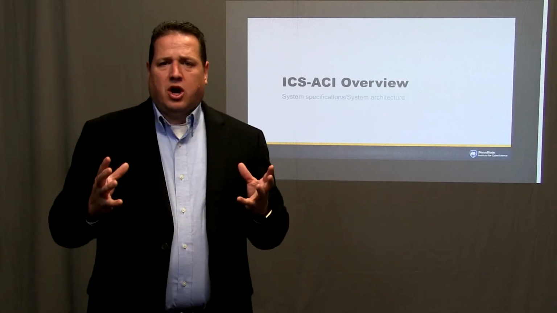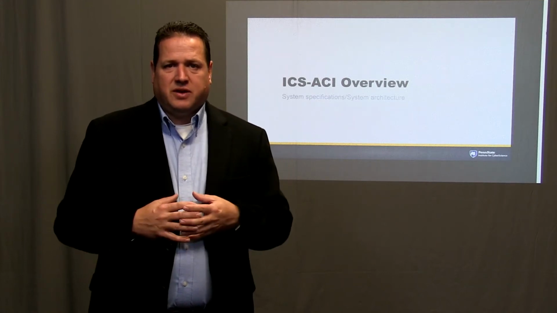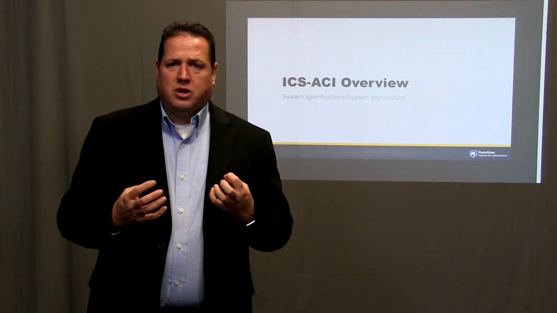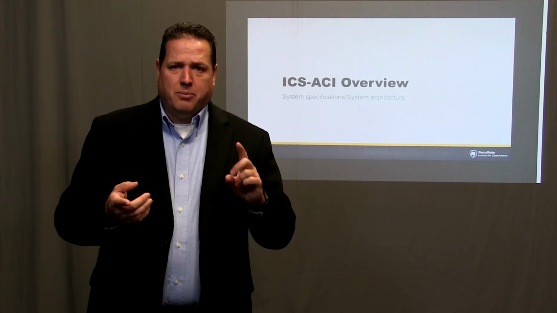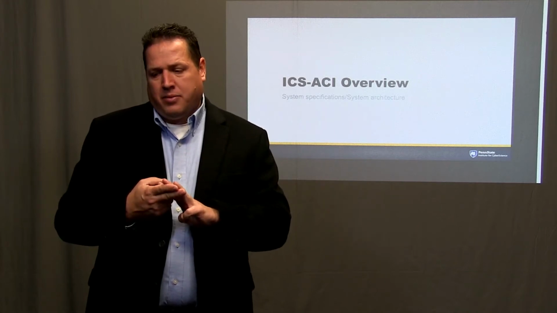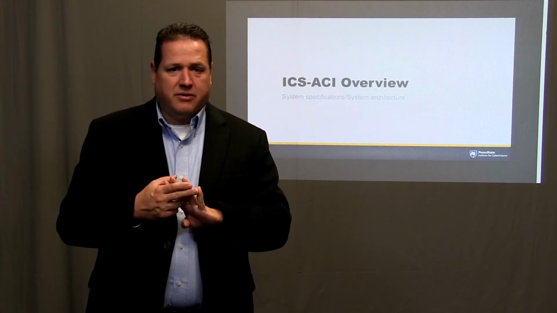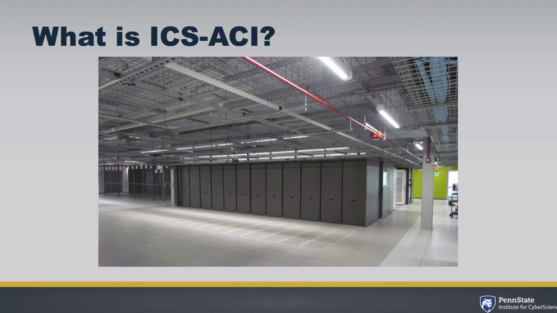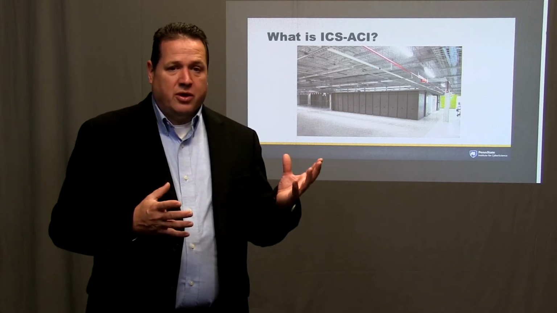Okay, so I'll give you a quick overview of ICS-ACI, our system architecture and system specifications, and talk a little bit about the different core types. The system itself really consists of 4 parts, which is the compute, the storage, the network, basically, and then the interconnectivity. So the picture you see in the background there, that's the picture of our advanced cyber infrastructure. It's located in our data center, basically. That's the racks of equipment that we have available. I'll talk a little bit about the breakdown of each one of those.